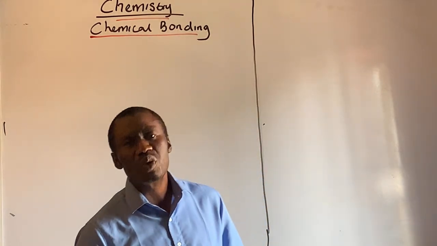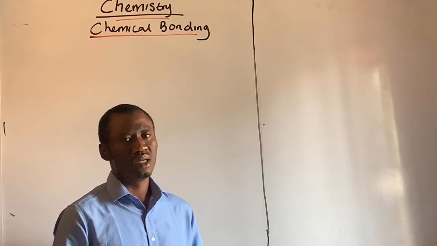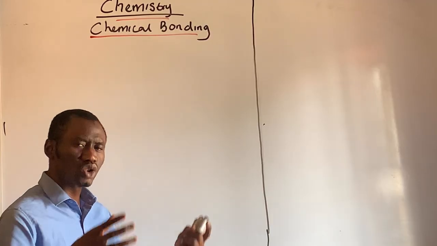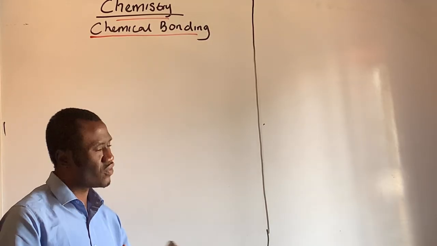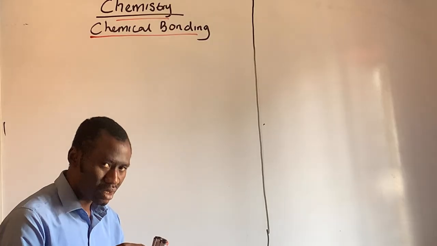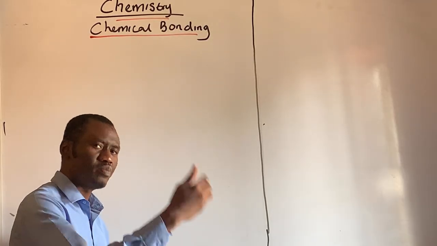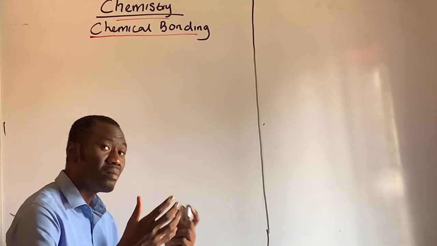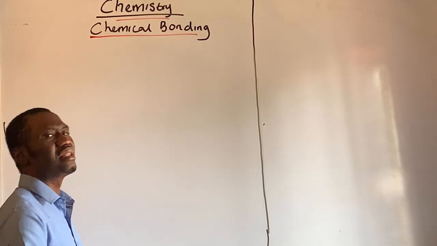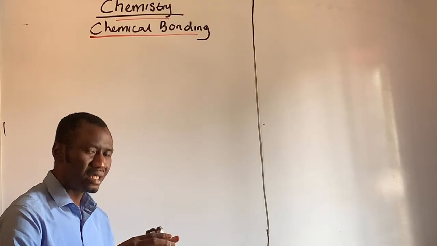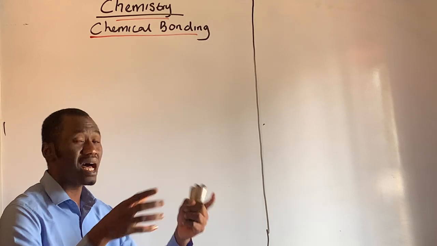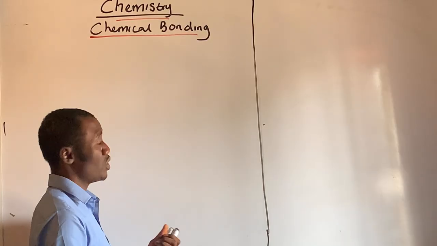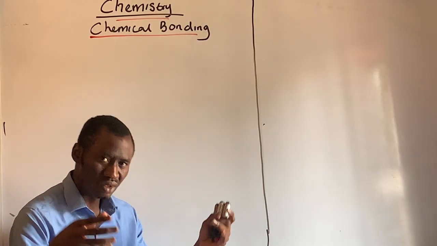In this video, we'll be looking at chemical bonding. What exactly is chemical bonding? Chemical bonding deals with various attractive forces that join or hold chemical species like atoms, ions, and molecules together. Let me take that definition again. Chemical bonding deals with various attractive forces that hold chemical species like the ions, the atoms, the molecules together.